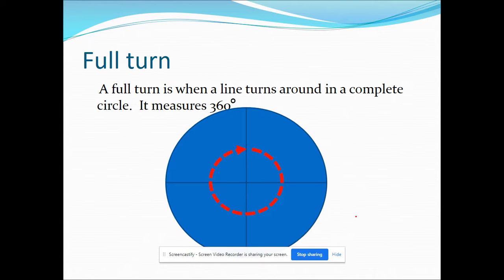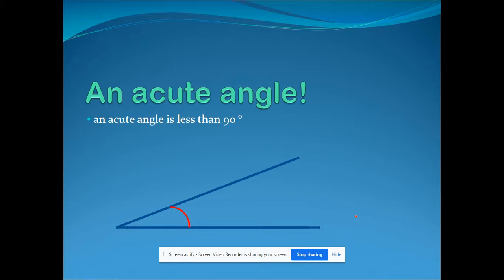Let's see another one. A full turn, like a circle. A full turn is when a line turns round in a complete circle, and it measures 360 degrees. Now, an acute angle. This is a very popular one too. An acute angle is less than 90 degrees.